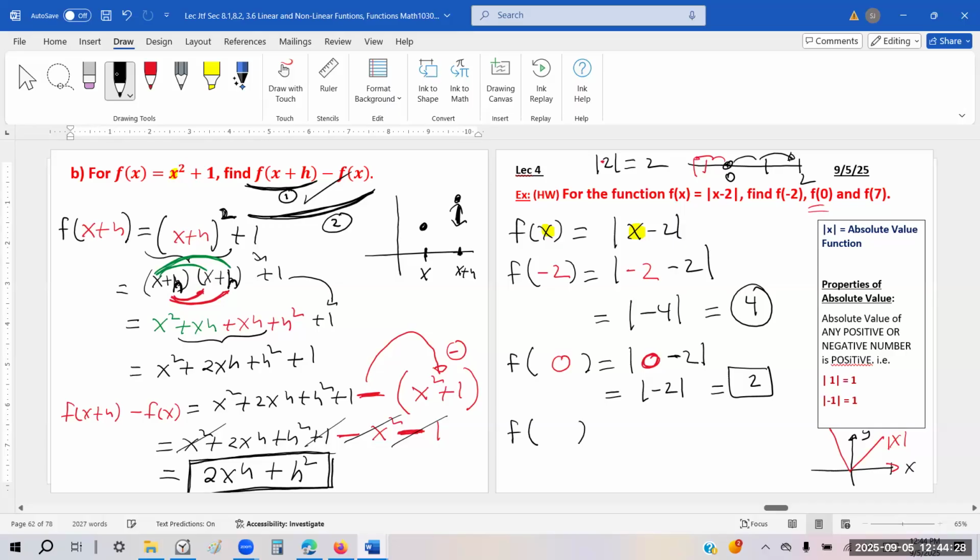Lastly, they want us to substitute our x with 7. So what do we get this time? 5. 7 minus 3 is 5, and 5 is already positive.